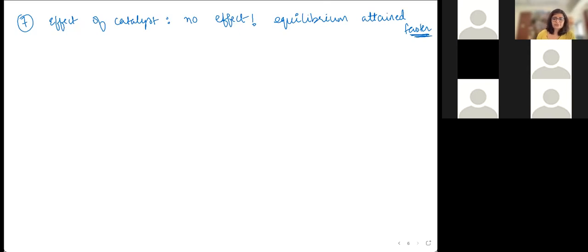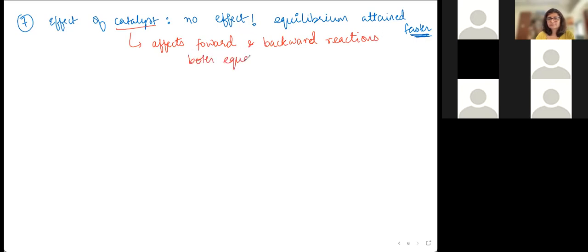So this is because if you want to write down the reaction, catalyst basically affects forward reaction and backward reaction both. So there will be no change in equilibrium. So now coming to the big part, effect of temperature.